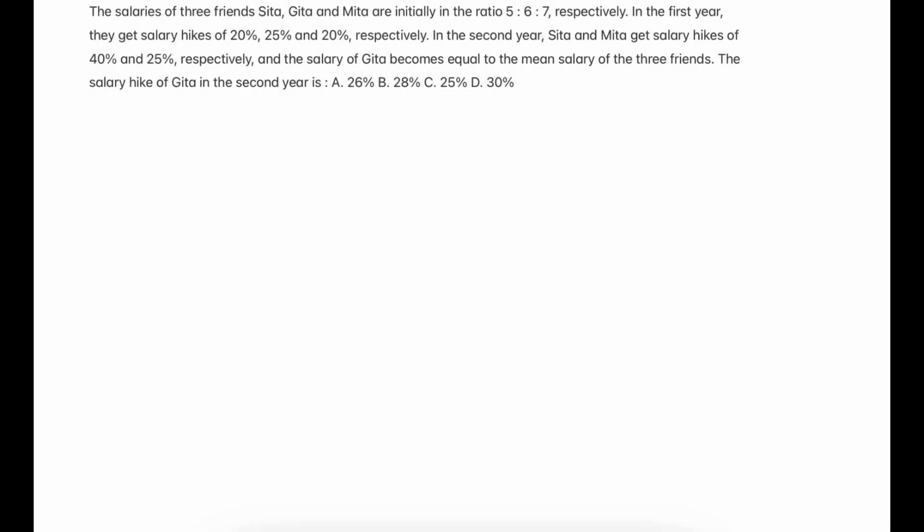Okay, so this is our next question from CAT 23 slot 1. You can give this one a try and you can resume the video for the solution.